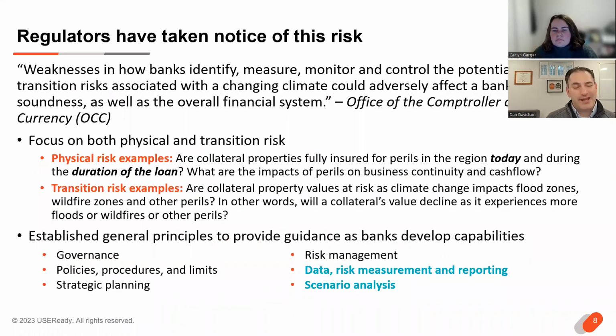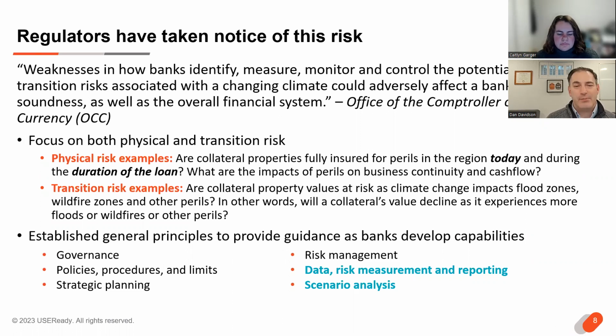So, obviously banking is a highly regulated industry. And even on this topic, the regulators have taken notice. The OCC has noted the weaknesses in how banks identify, measure, monitor, and control potential physical and transition risks associated with climate risk. So the regulators are starting to get concerned, which means they'll start asking questions of banks soon, if not already. There are 2 different types of risks that the prior statement calls out: physical risks and transition risks. And it's important to note the difference.